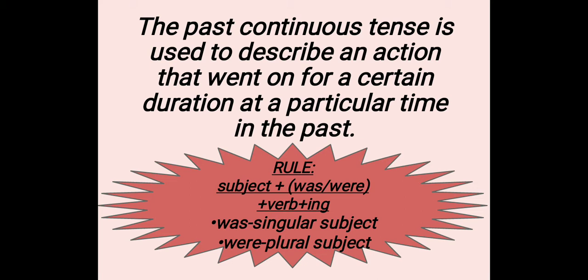The past continuous tense is used to describe an action that went on for a certain duration at a particular time in the past, which means in past continuous tense we learn about the actions which were going on for a certain duration at a particular time in the past, and its rule is subject plus was/were plus verb plus ing. We are going to use was when we are having singular subject and were when we are having plural subject.